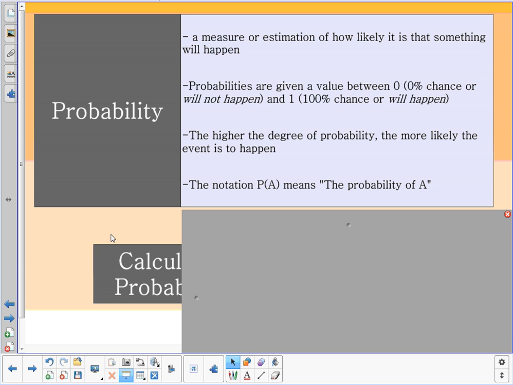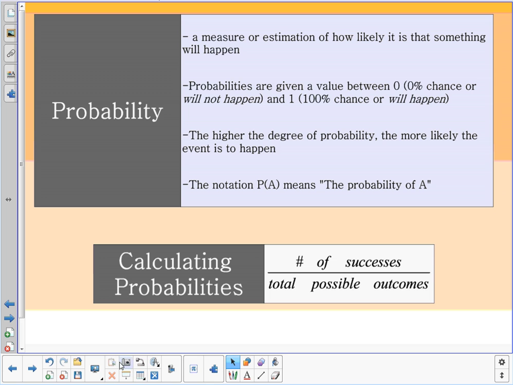And then we also have a ratio that we use to calculate probability. That ratio looks like the number of successes divided by the total number of outcomes. So that's like a fraction that we set up in order to calculate our probability. So let's just talk about some basic probabilities.